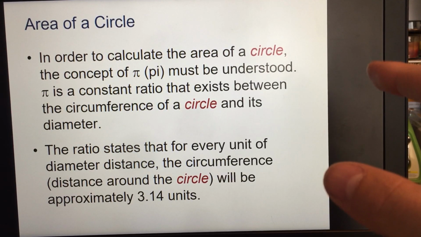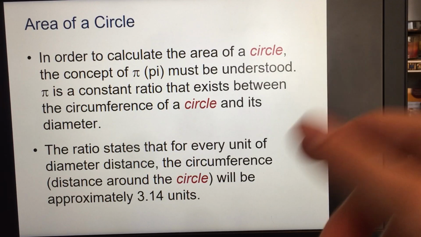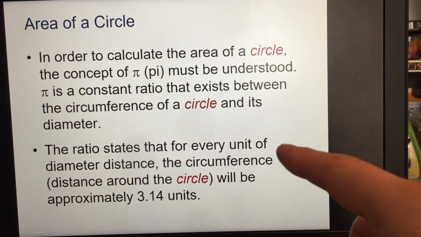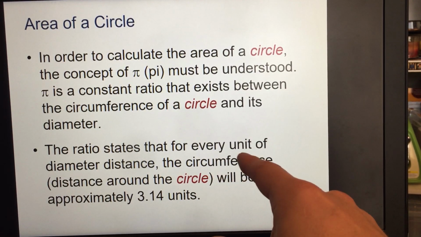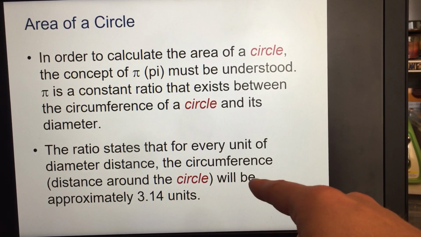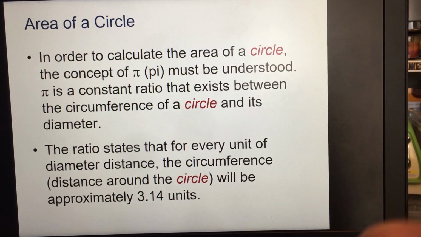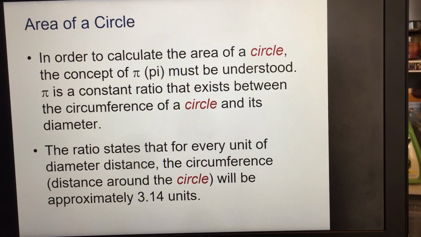In order to calculate the area of a circle, it's the concept of pi that we must understand, and pi is a constant, and that's the symbol. Some of this should be review for most of you. It is a constant ratio that exists between the circumference of the circle and its diameter. So the ratio states that for every unit of diameter distance, the distance around the circle will be approximately 3.14 units. So pi is always going to be 3.14. There are infinite digits to pi, but we're not going to worry about that. We'll leave that for future math classes and things like that.